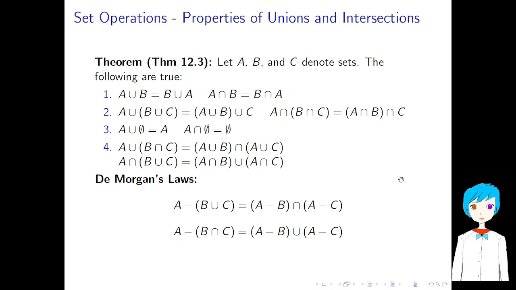We also have the distributive law. A union (B intersect C) is (A union B) intersect (A union C). A intersect (B union C) is (A intersect B) union (A intersect C). Finally, we have De Morgan's law. It's different from the plus and multiplication signs. It's more like the Boolean algebra we introduced last week. That's the summary of what we have learned this week.